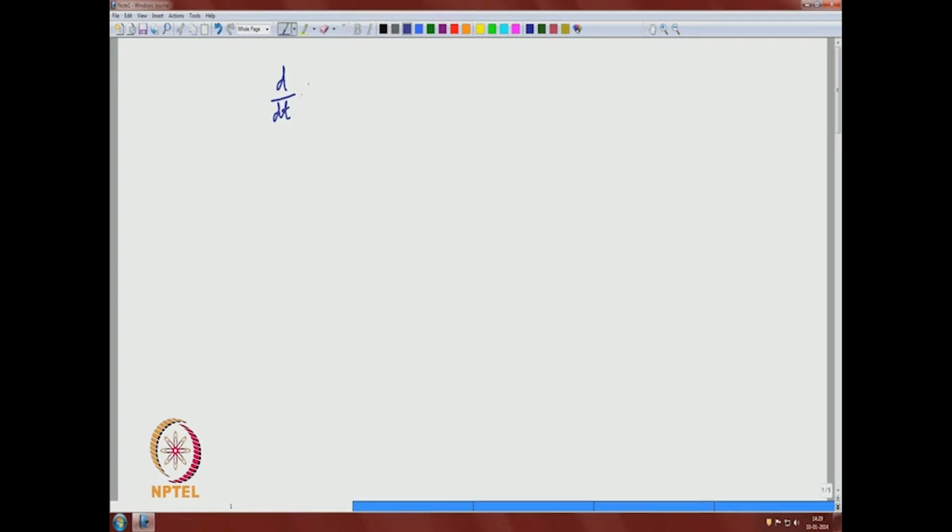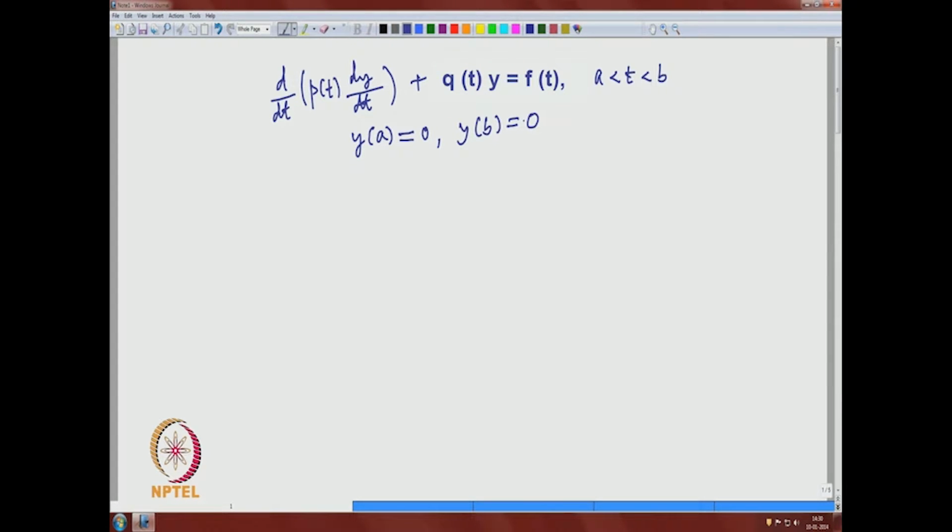This second order equation d/dt of p(t) dy/dt plus q(t) y equal to f(t) in the interval (a, b), and we have taken the boundary conditions y(a) equal to y(b) equal to 0. So, p is a continuously differentiable and positive function in the interval (a, b), q and f are continuous functions.